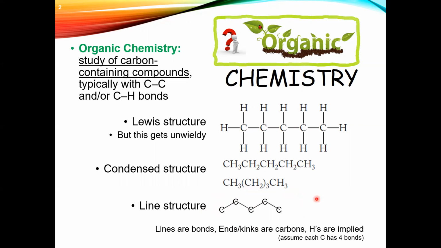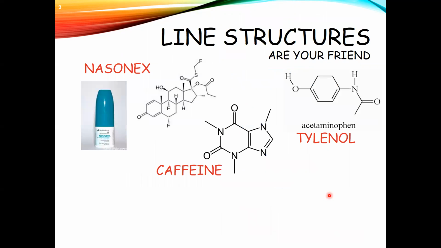So we're going to start using this line structure a lot. Let me show you some more complicated molecules that we can draw using line structure. This one here in the middle is caffeine, which everyone ingests on a fairly regular basis. Even if you avoid caffeinated beverages, you still get a little of this from different plants and also from chocolate. We have Tylenol over here, also known as acetaminophen. And over here we have a nasal spray, Nasonex. You can see all of these are big structures, and if we put all of the carbons and hydrogens in these, it would quickly get out of control.